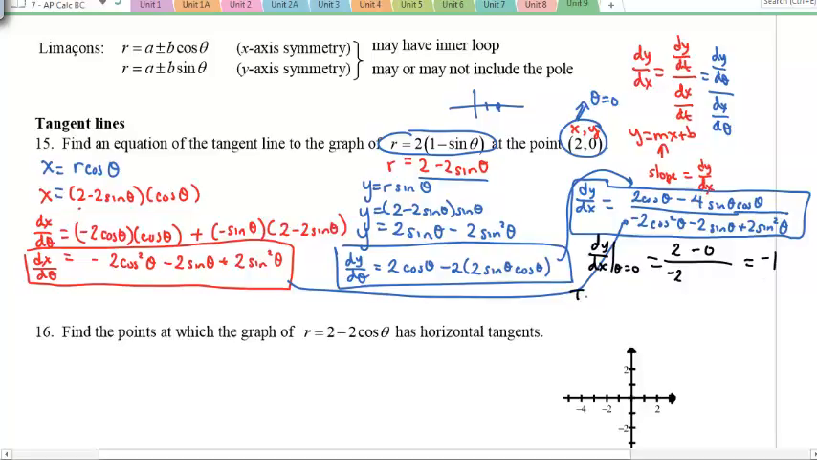And so our tangent line equation, y equals mx plus b, so y equals negative 1x plus b. We can plug in 2 comma 0 to find out b. So y is 0, x is 2, so I believe b just equals 2. Y equals negative 1x plus 2.